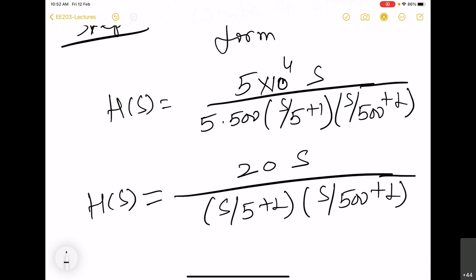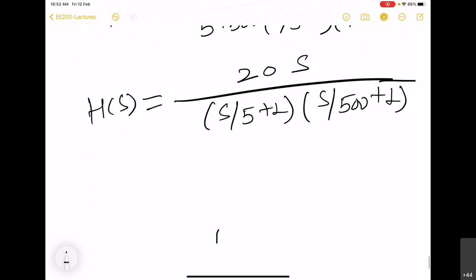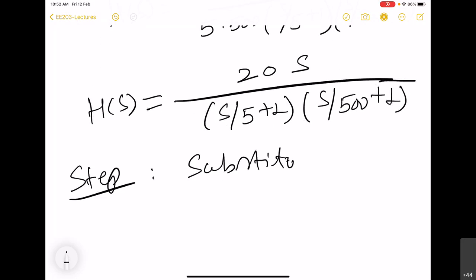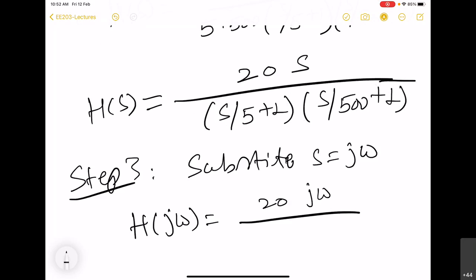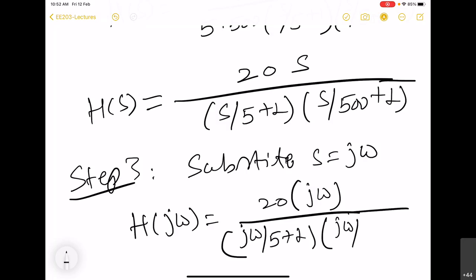Now from here we can start doing the Bode plot of individual terms, but of course we will have to take a small simple step, step 3, where we substitute s equal to j omega. So we move to frequency domain. H(j omega) is equal to 20 j omega divided by (j omega by 5 plus 1) and (j omega by 500 plus 1).